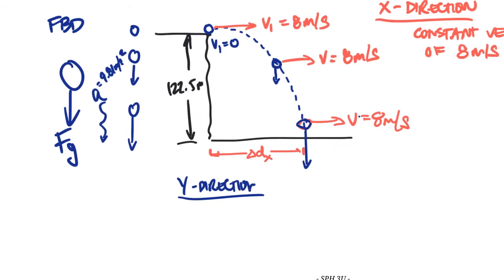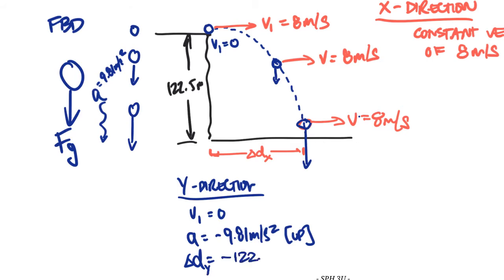So if we think about what we have, we know our vi is 0. We know our acceleration is negative 9.81 meters per second squared, if we consider the upward direction positive. We know our delta d, or our change in y direction, we can call it delta dy, is negative 122.5 meters, right? We could also have defined positive as down, but I'm just going to keep negative down to keep it consistent. So we know these three things. What can we find using this?